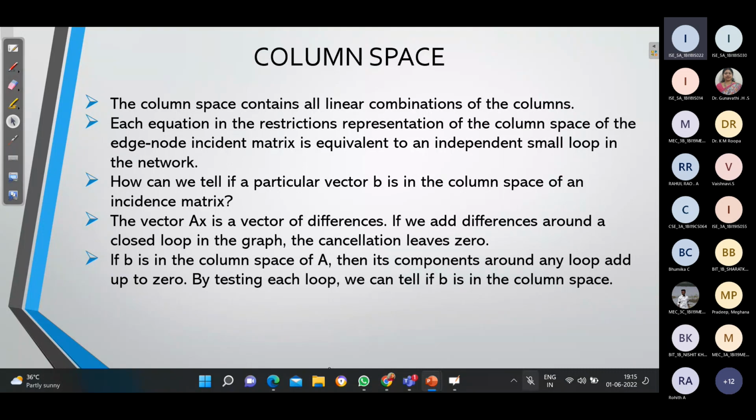So how can we say that vector b is in the column space of an incidence matrix? Let us consider Ax, which is a vector of differences. If we add differences around a closed loop in the graph, the cancellation will be 0. When you add all the pluses and minuses, obviously it will be 0. So if b is in the column space of A, then its components around any loop add up to 0. By testing each of these loops, we can say that b is in the column space.